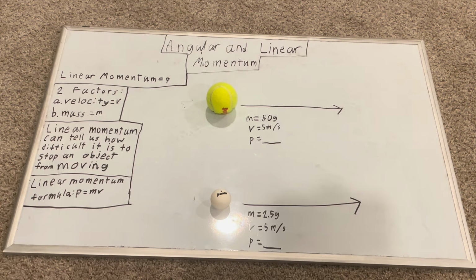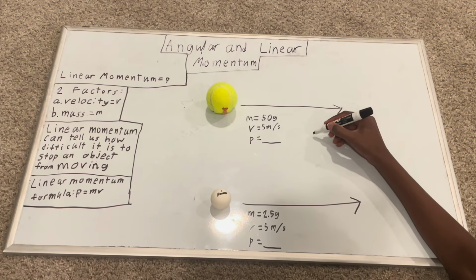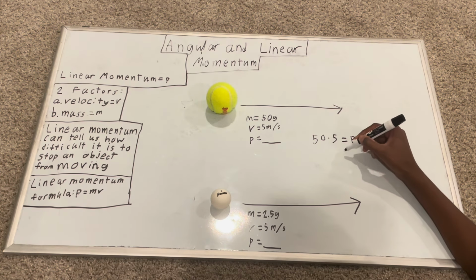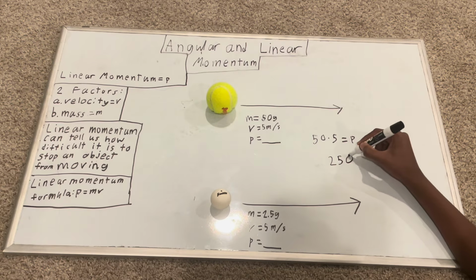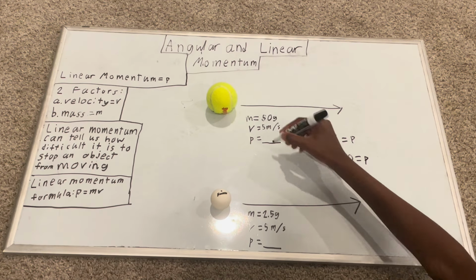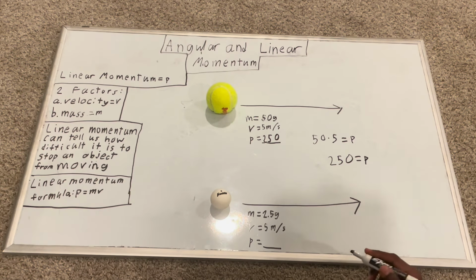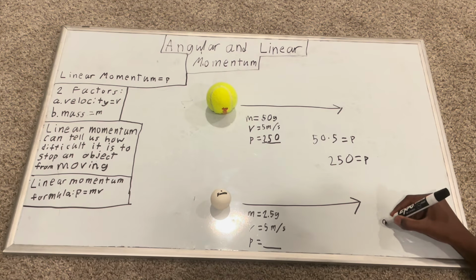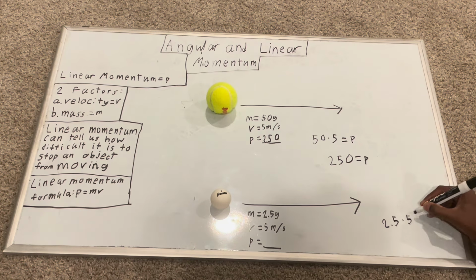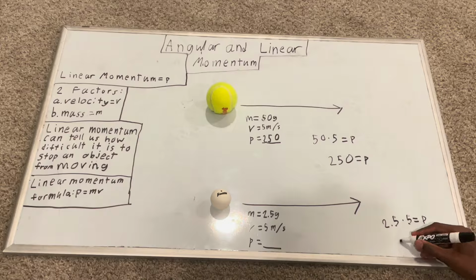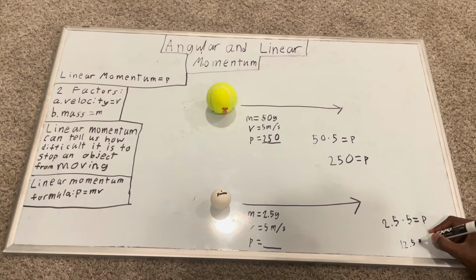But first, let's do the math. We can first find the linear momentum. So we'll multiply m times v for the tennis ball. 50 times 5 is equal to p. So 250 is equal to p. So our linear momentum is 250. And then for the ping pong ball, we can do 2.5 times 5 is equal to p. And 2.5 times 5 is 12.5, which equals p.